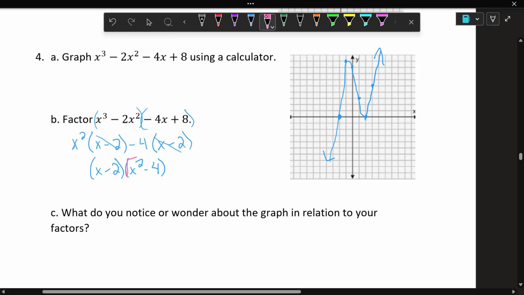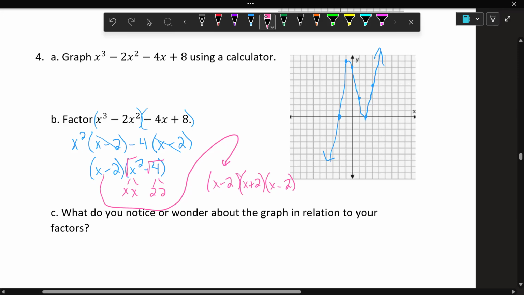Now, we can still take the square root of those. We can do our difference of 2 squares. So we get x plus 2, x minus 2, and we still have this x minus 2 here as well.